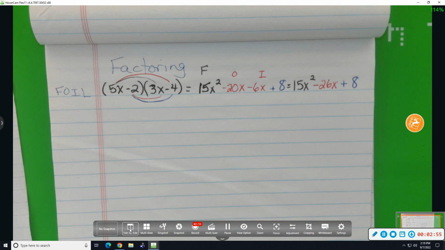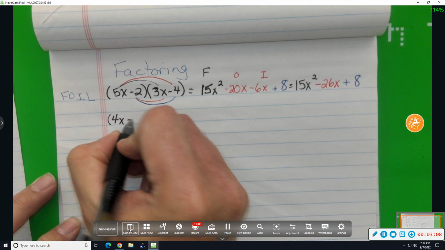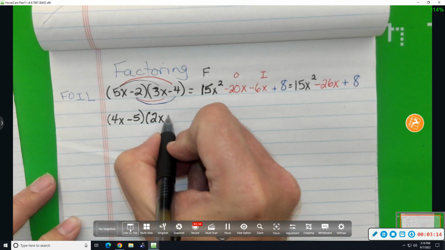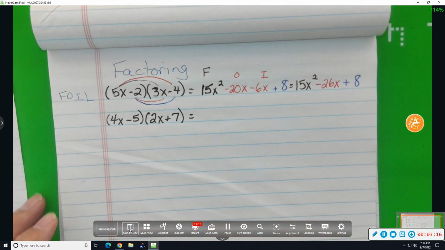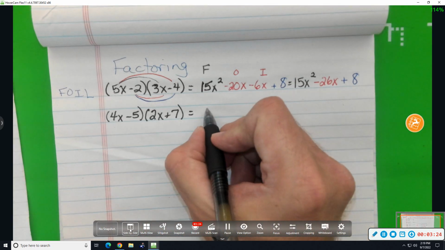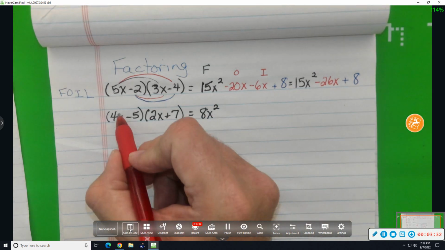Let's do one more of these. 4x minus 5 times 2x plus 7. If we start FOILing that out, let's see, what's the first term going to be? 8x squared. Now let's do the outer and the inner. Just to be consistent, I'll do those in red.